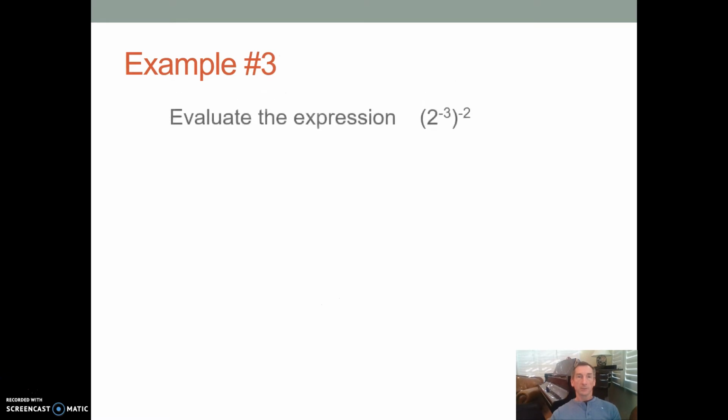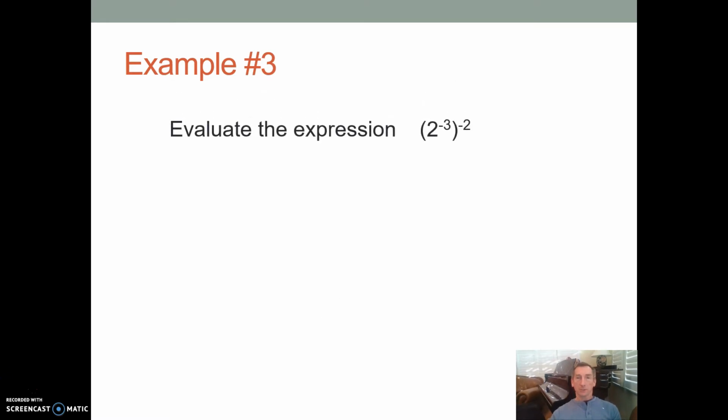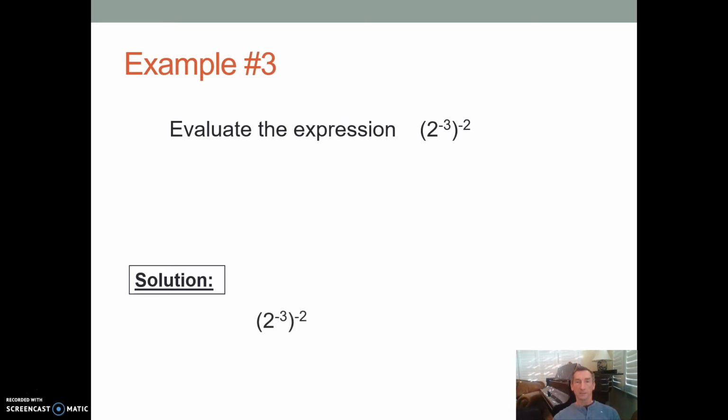Let's take a look at another example here. We've got this expression, 2 to the negative 3, with the whole thing raised to the negative 2 power. Now in this case, when you have an exponent raised to an exponent, we have to follow the simple rule of multiplying the exponents. Now don't confuse that with taking the sum of two similar bases within exponents where we added the exponents. In this case, it's a power raised to a power, so we're going to multiply those exponents.